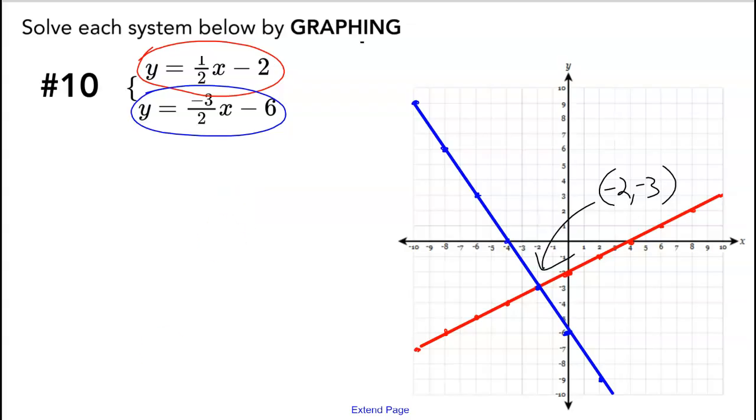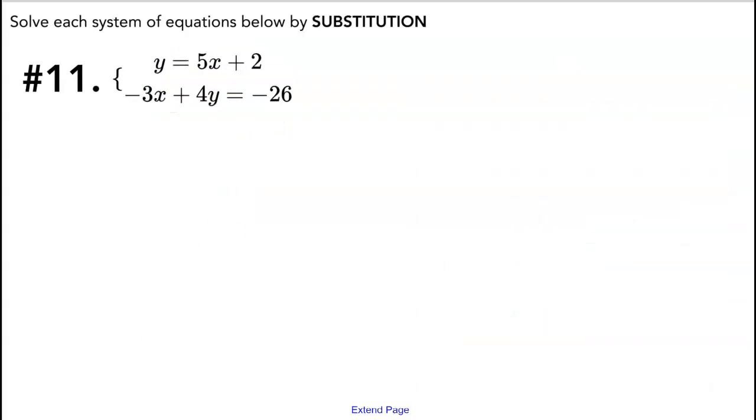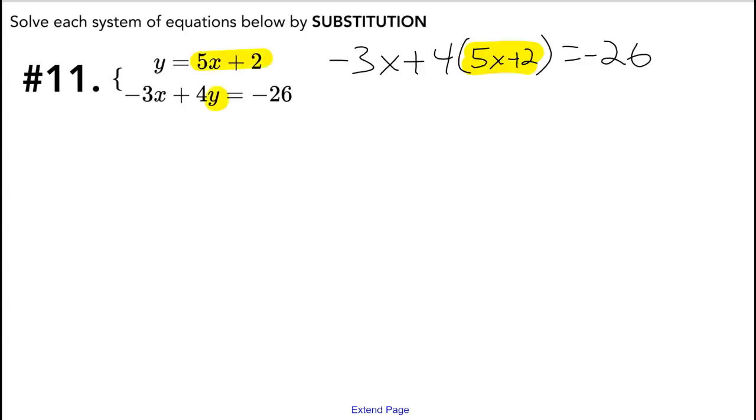Alright, let's take a look at number 11. Number 11, we're going to solve the system of equations below by substitution. Now, substitution means we're going to plug in these values here. So, here, I took this bottom equation, -3x plus 4y is equal to -26. And I plugged in for y a value that's equal to y, 5x plus 2. So I plug that in for y.